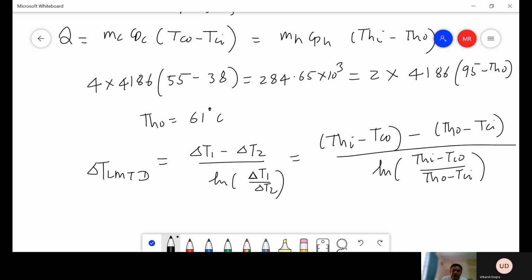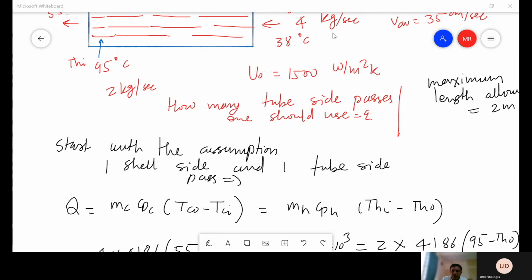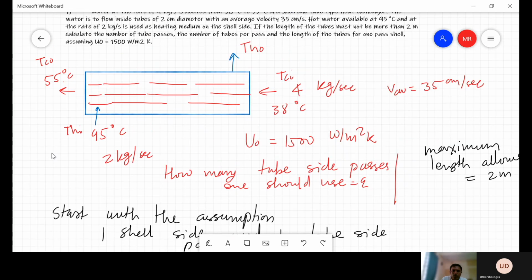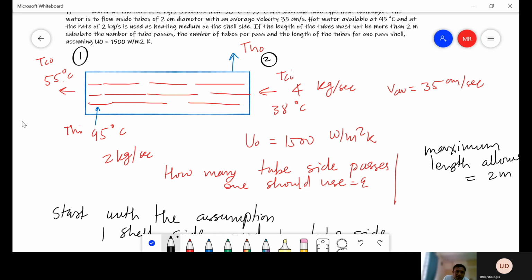If you go back to the top, this is what we are going to see. Here you can see Thi minus Tco. This is one end, and this is the other end. So this is 1, this is 2. At 1, the temperature difference will be Thi minus Tco, that is delta T1. And here delta T2 will be Tho minus Tci. That is what we have used.